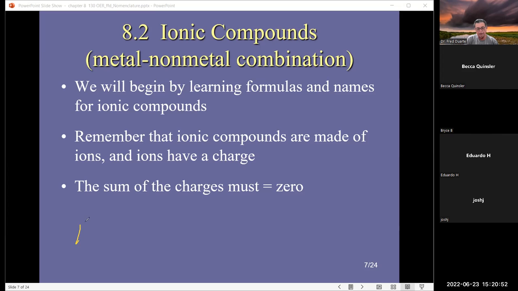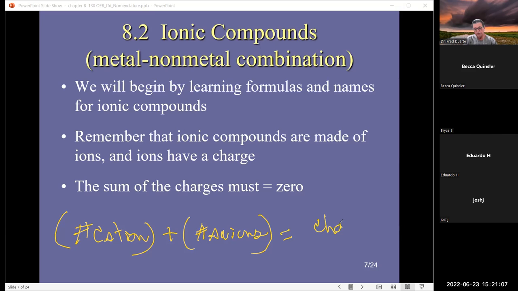Maybe one way to look at it is this way. Okay, the number of cations plus the number of anions must equal the charge of the compound. And this is a very good generic formula to have. Normally, the charge of the compound is 0, 99% of the time. But you can have a polyatomic ion that may have a charge, and you put that charge right there.